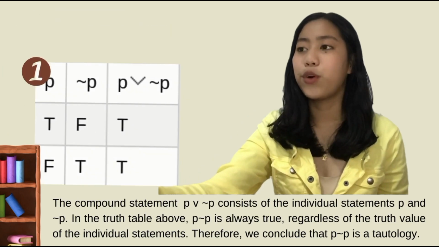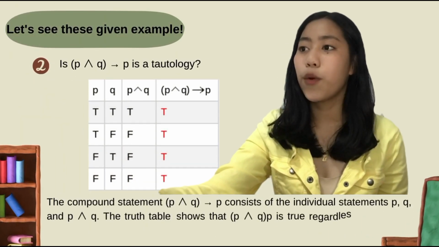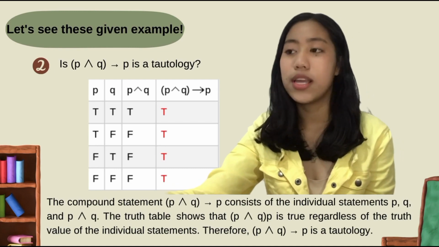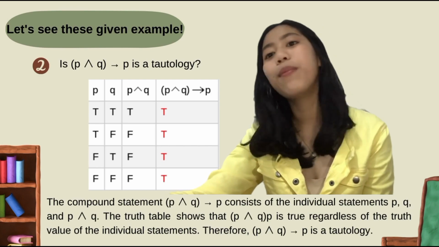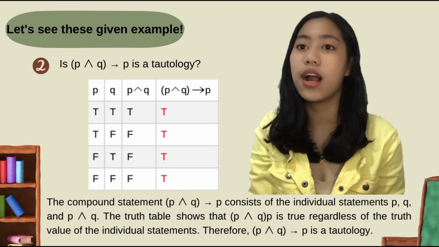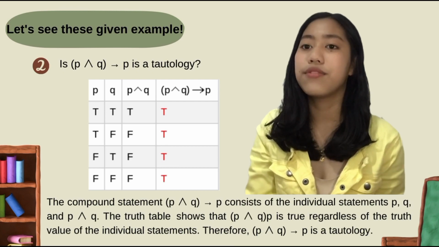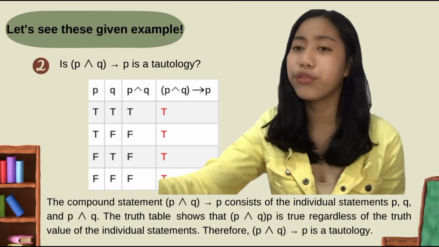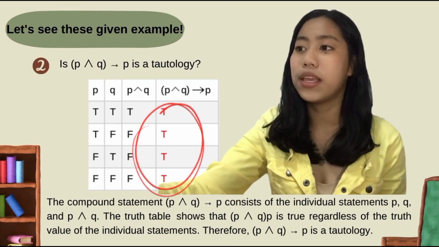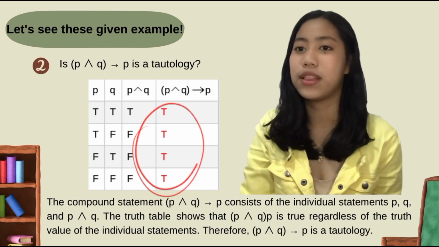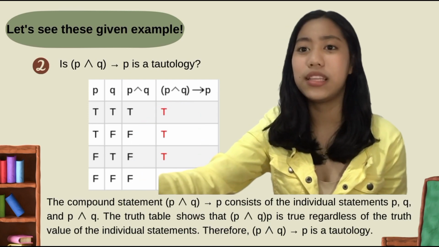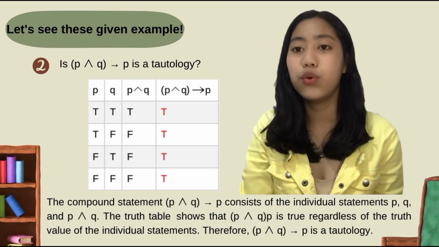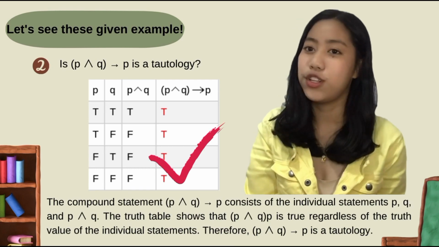So another example, guys, as you can see sa table, the compound statement P and Q if then P is always true. Bakit? Regardless kung ano man ang truth value ng individual statement na nakikita nyo dito sa table, kahit true or false man siya, always siyang magiging true kapag nasa compound statement na siya. And we define it as a tautology. That's why P and Q if then P is a tautology.